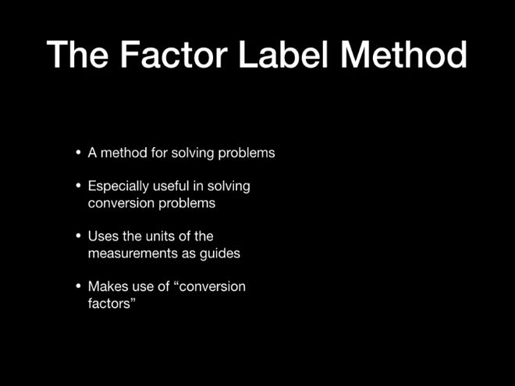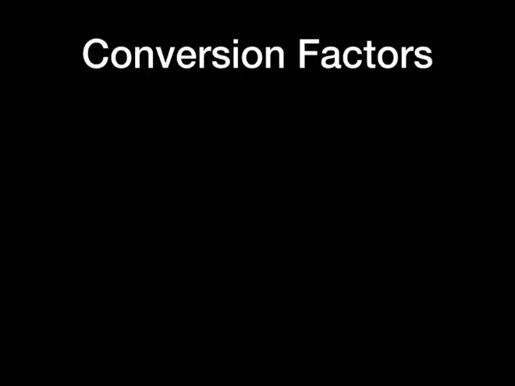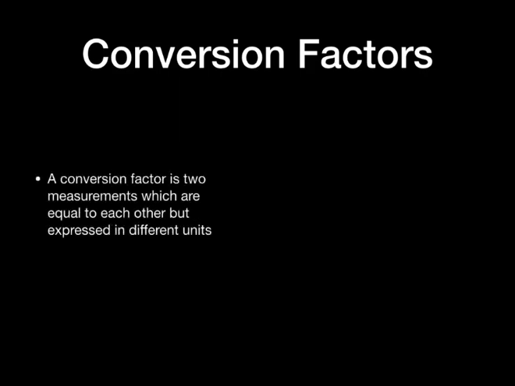So the question then comes up, well, what exactly is a conversion factor? Well, a conversion factor takes two different measurements that are equal to each other, but are expressed in different units. For example, when we're talking about time, we know that 1 year and 12 months is the same amount of time. So we just express those as being equal to each other, and we say, well, 1 year equals 12 months. That relationship can be used as a conversion factor.